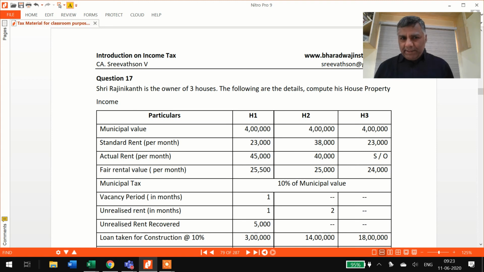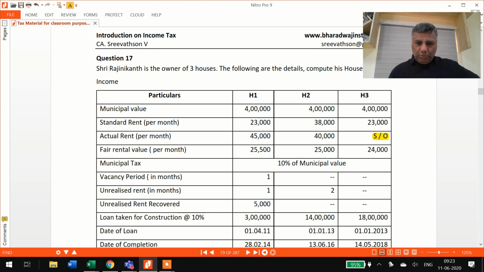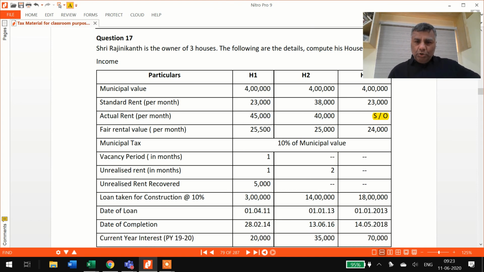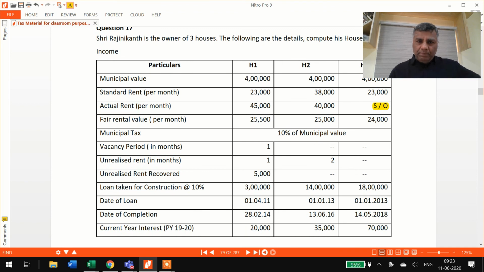It will take some time because it also has pre-construction. You need to think, etc. SO stands for self-occupied. So patiently take your time and do. Concentrate and do. You will easily complete it. You will definitely complete it. But patiently read the question and do.